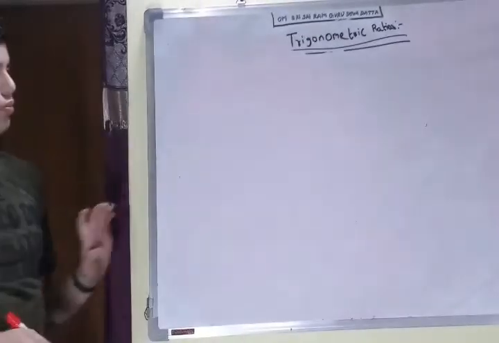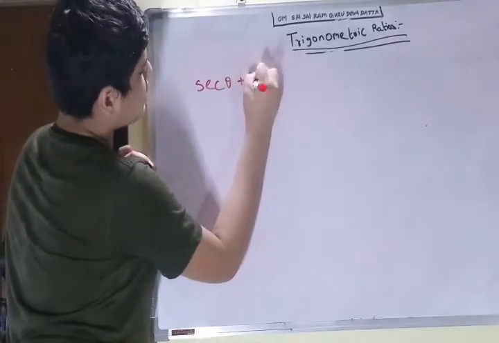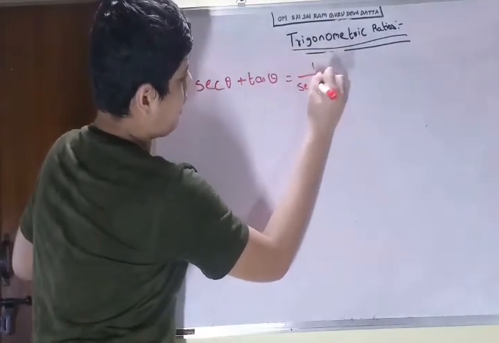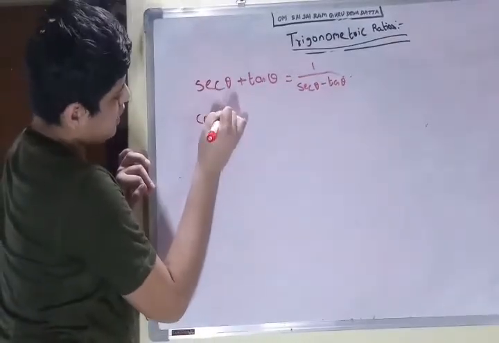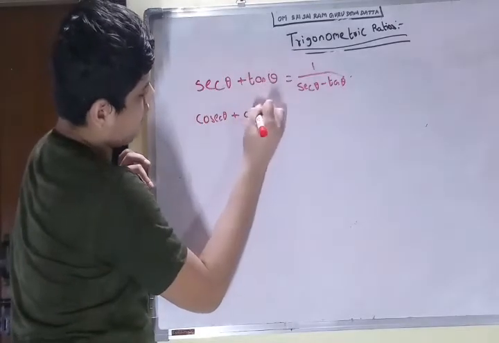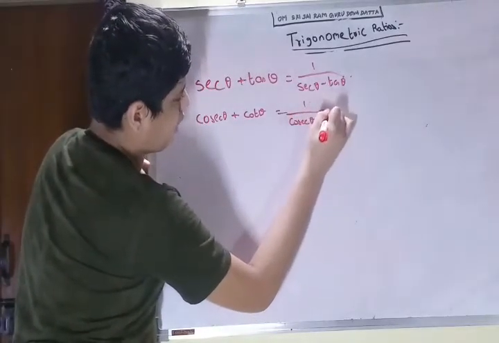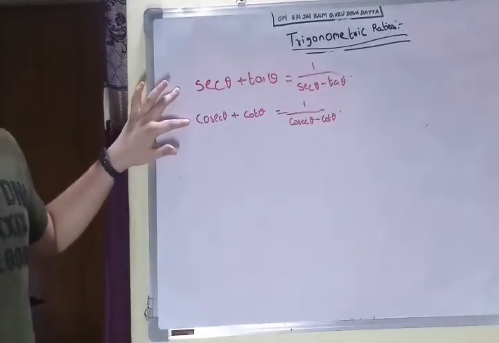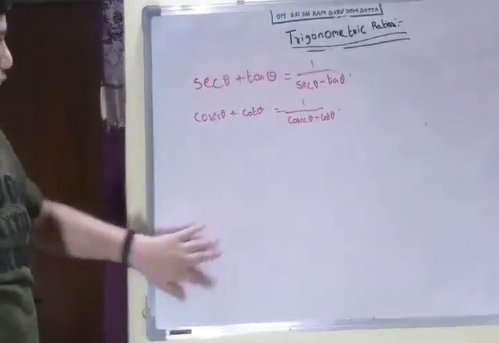So the next identity is secant theta plus tan theta is equal to 1 upon secant theta minus tan theta. In the same way, cosecant theta plus cot theta is equal to 1 by cosecant theta minus cot theta. You may substitute for any value. Okay, please note this down. Now let us discuss about 2-3 more identities.